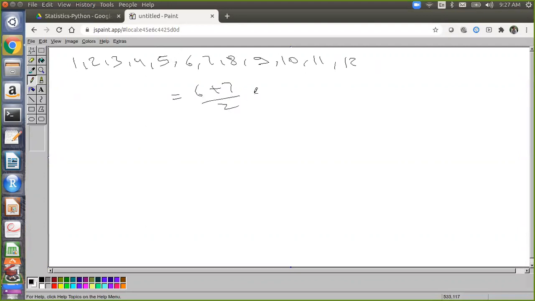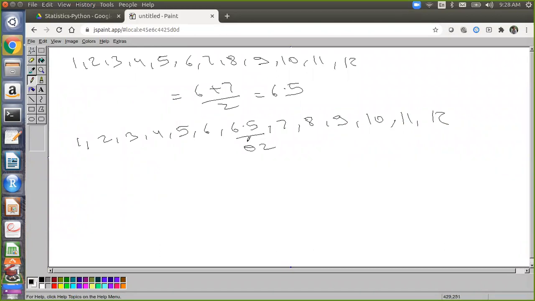6 plus 7 divided by 2 is how much? 6.5. Now my new data set will be 1, 2, 3, 4, 5, 6, 6.5, 7, 8, 9, 10, 11, 12. This is Q2. Here also, if you get this problem, you have to split it in the same way, and split each half again. However many times the condition occurs, you have to go through that condition.